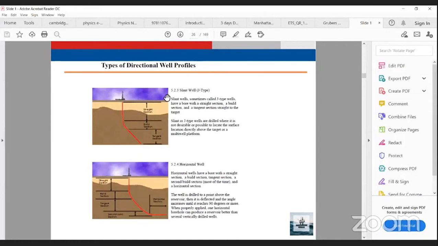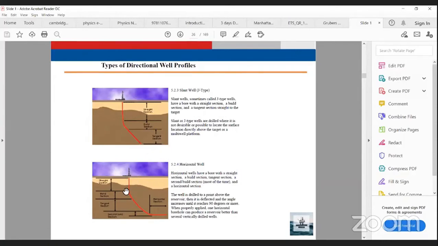Slanted well or J type well. It is the simple type of directional well profile. It's composed only of two sections. It is the build up section, increasing the angle, and keeping the angle constant, which is the tangent section.